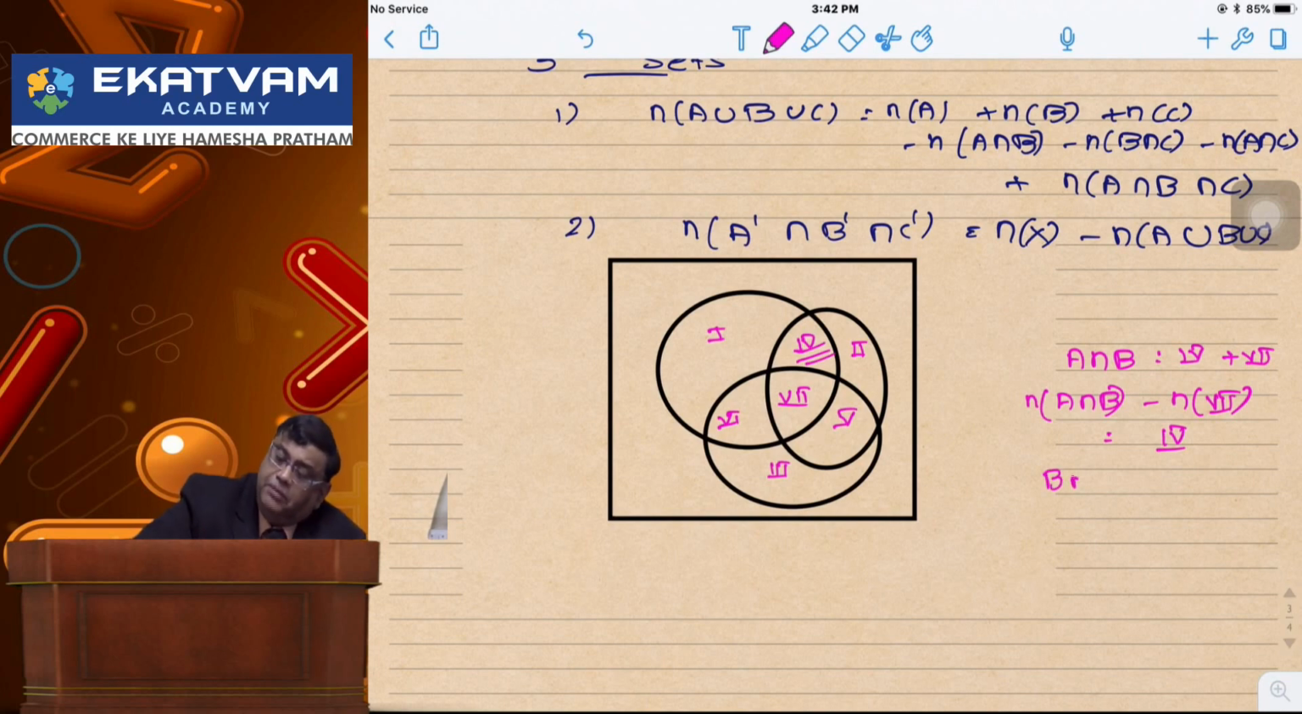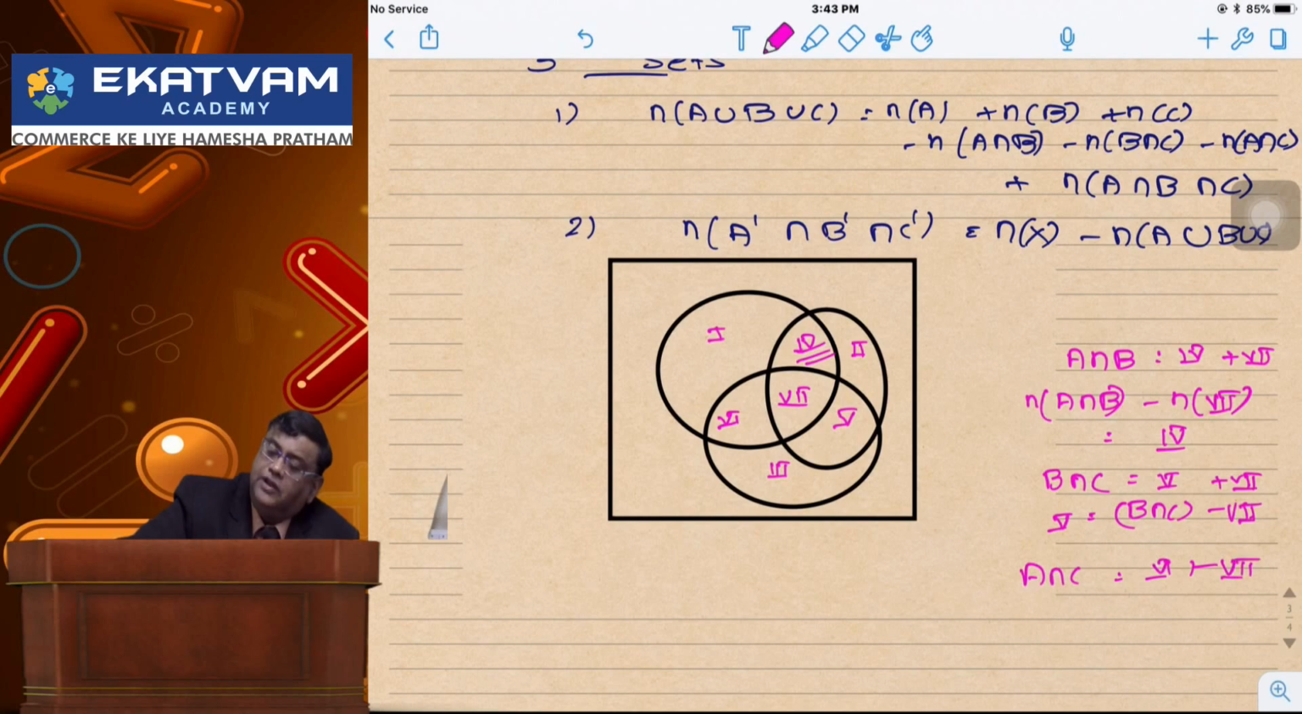Then similarly remember B intersection C will mean 5th region plus 7th region. And therefore the 5th region is going to be B intersection C minus the 2nd region, minus the 7th region. And A intersection C is going to be 6 plus 7. So A intersection C minus the 7th region is going to be the 6th region. Now it is very important to understand this.